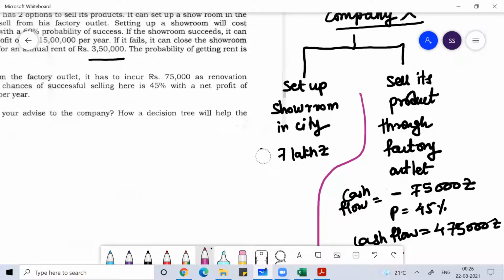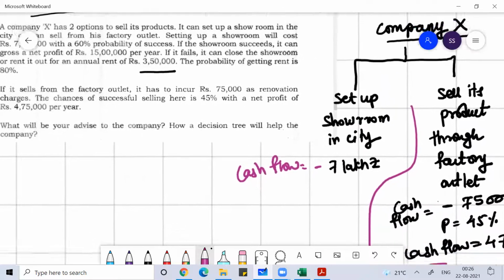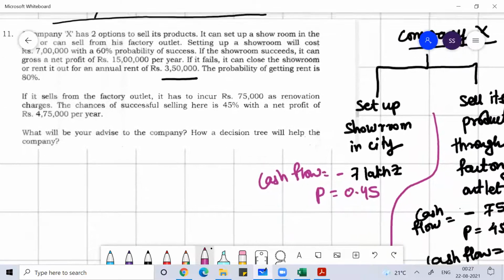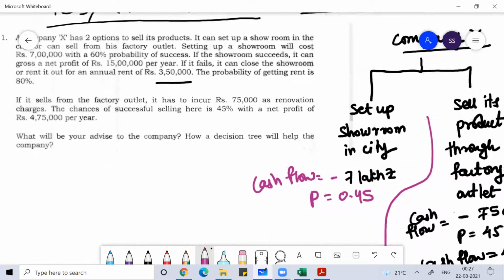If you see the setting up of showroom, here the cash outflow is minus 7 lakh rupees. And the success probability is 60%, not 45%. If it gets success, he can generate a cash inflow of 15 lakh rupees.